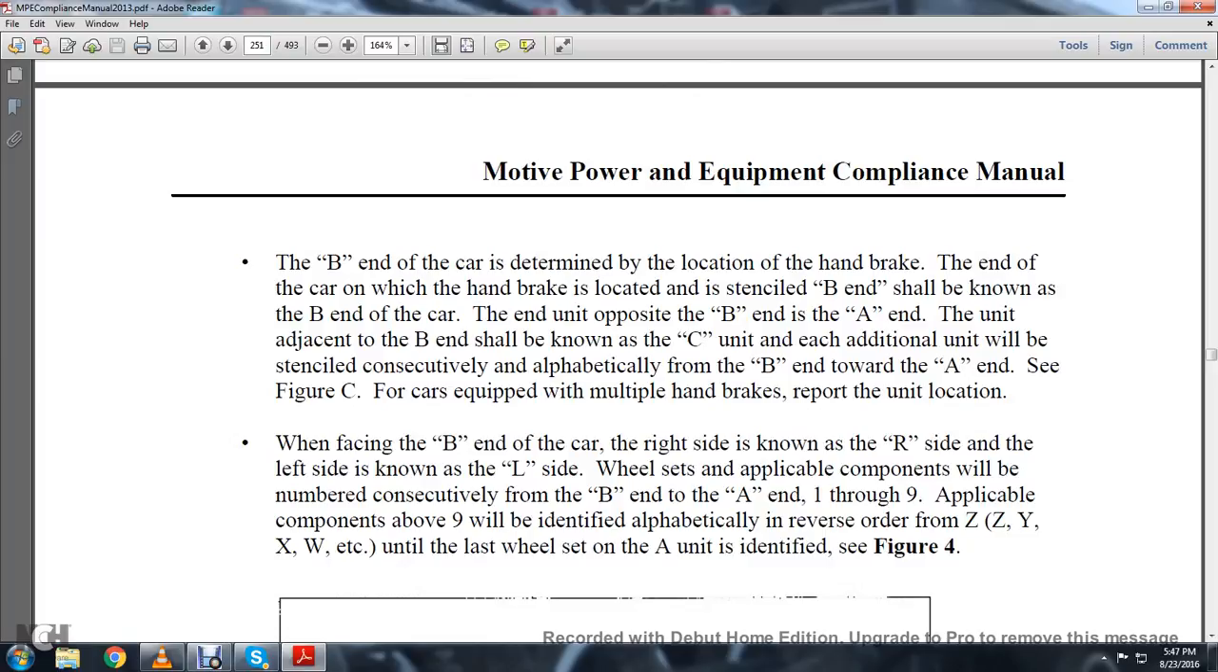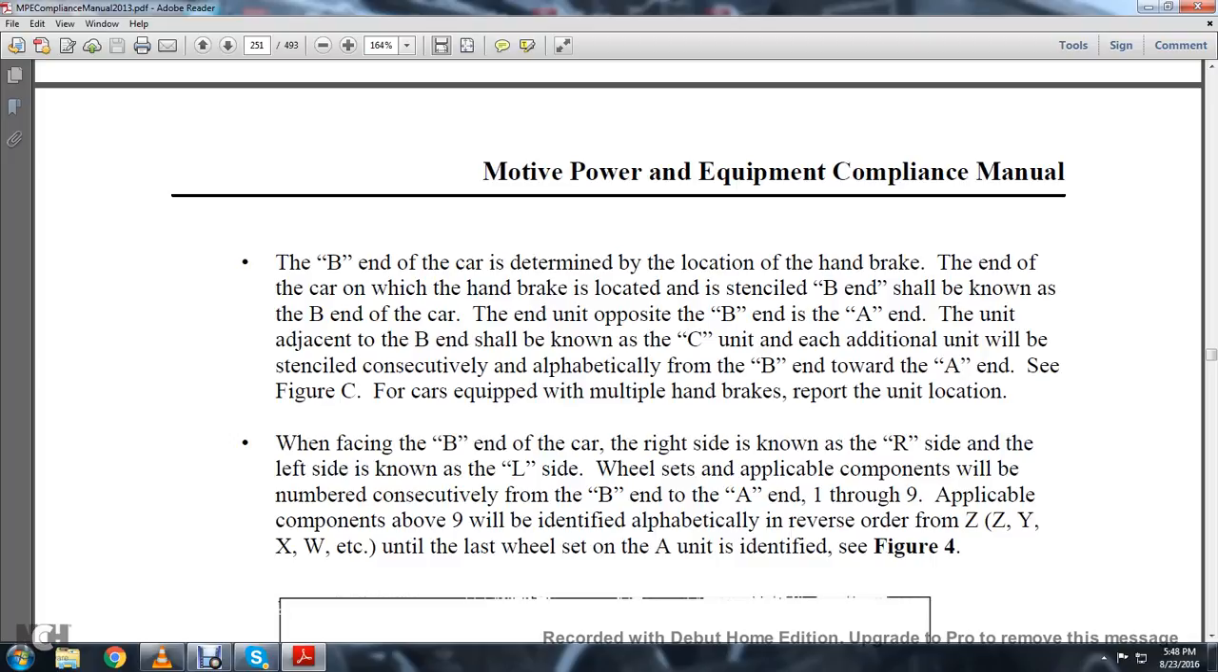The B end of the car is determined by the location of the handbrake. The end of the car where the handbrake is located, with the central B end, shall be known as the B end of the car. The end opposite the B end is the A end. The unit adjacent to the B end shall be known as the C end unit, and each of the additional units will be stenciled consecutively alphabetically from B toward the A end. See Figure C for the 4 examples of multiple handbrakes.